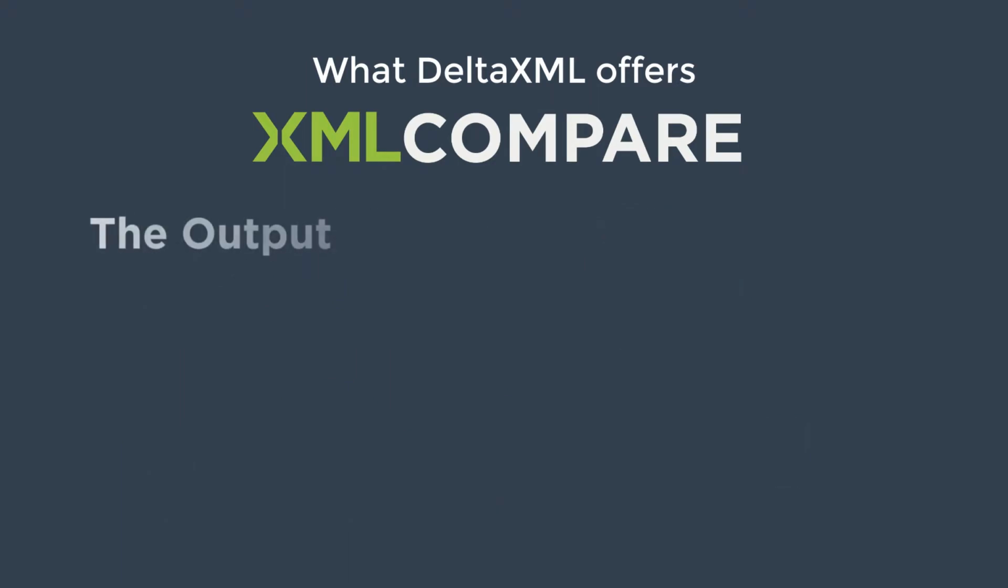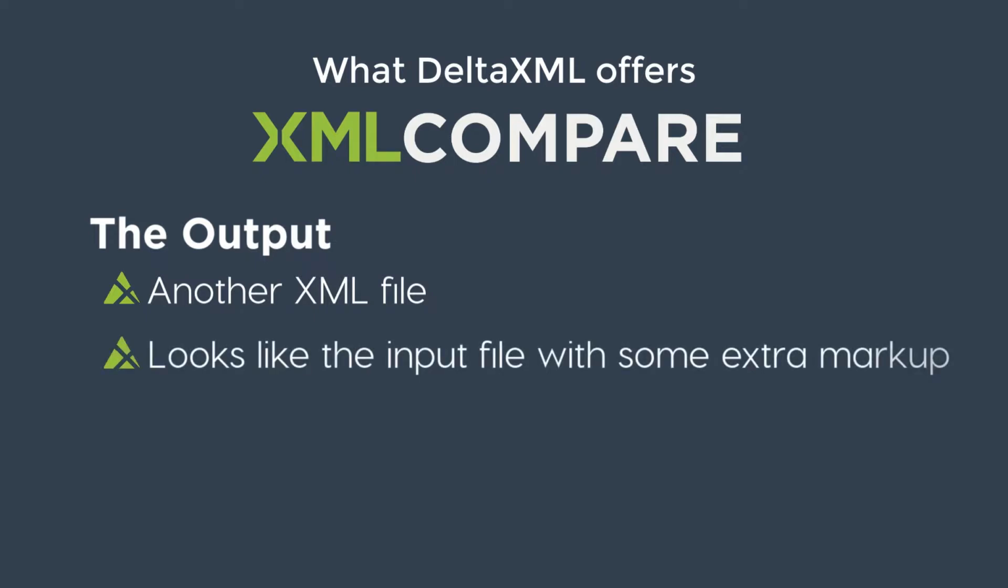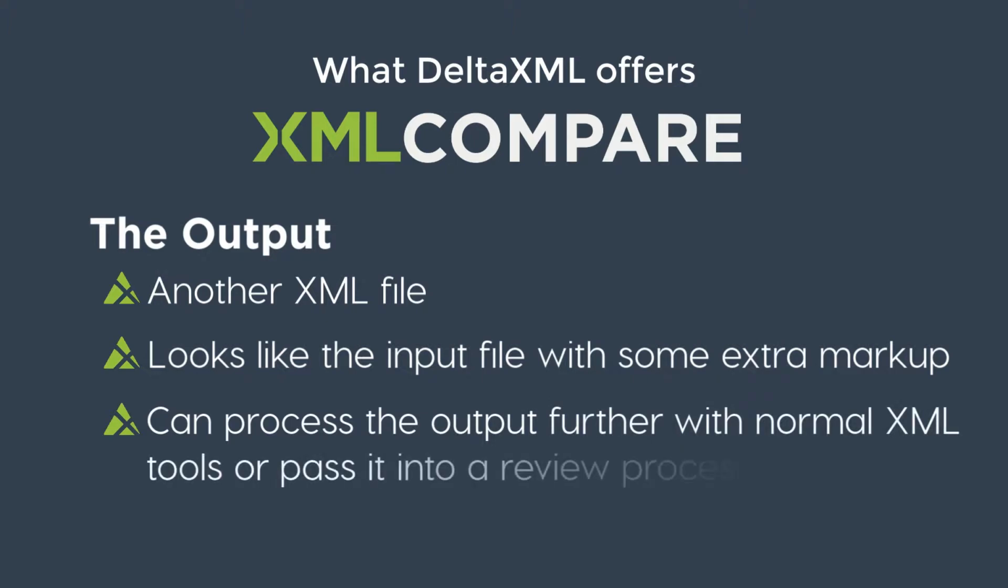The output that you get from that tool is another XML file. It's in a very familiar format. It looks very much like your input documents, with some extra markup to clearly identify where changes have occurred. And it's structured in such a way that you can then process it further with your normal XML tools or pass it into a review process. We'll take a look at some examples in a moment.